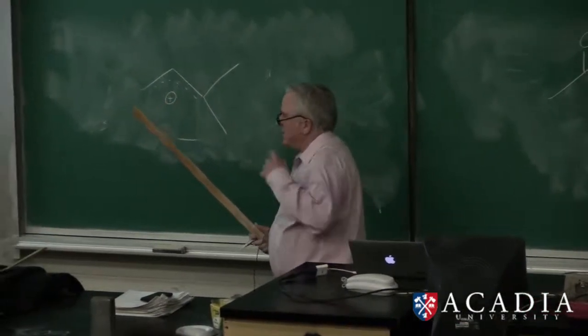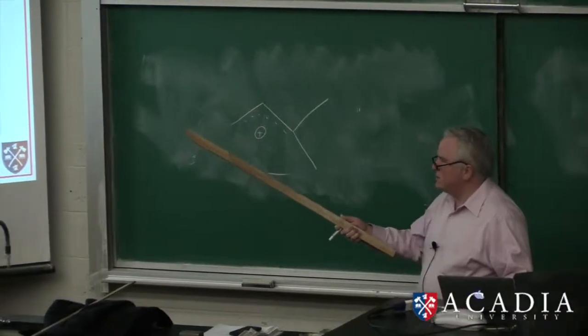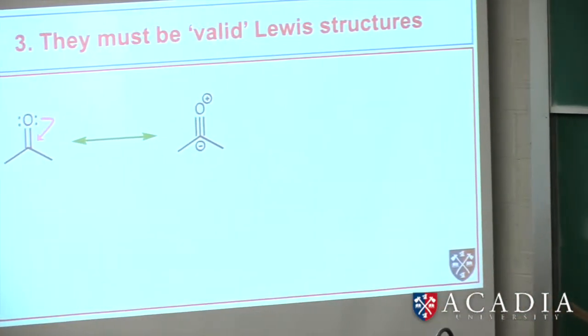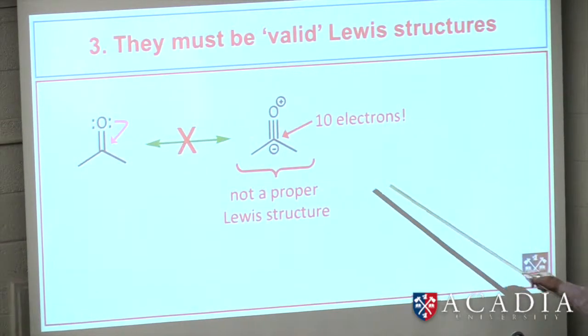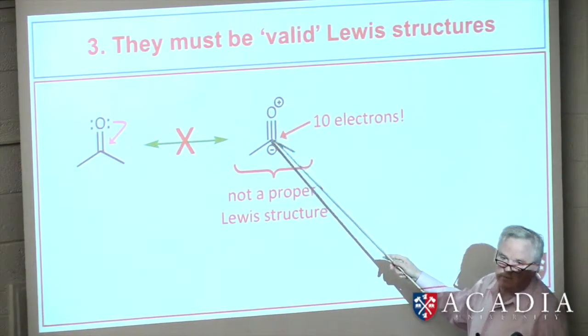We must have valid Lewis structures. So we can envision pushing our curly arrows to go from that thing to this, but this thing has 10 electrons around this carbon, okay? We have 5 bonds to carbon.